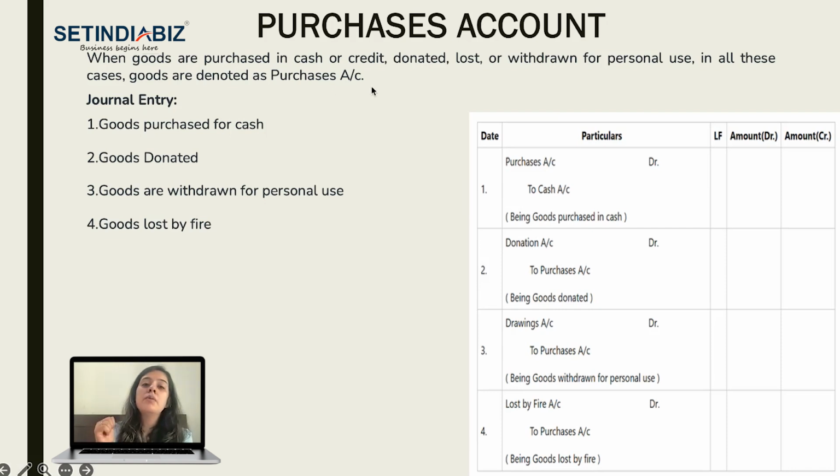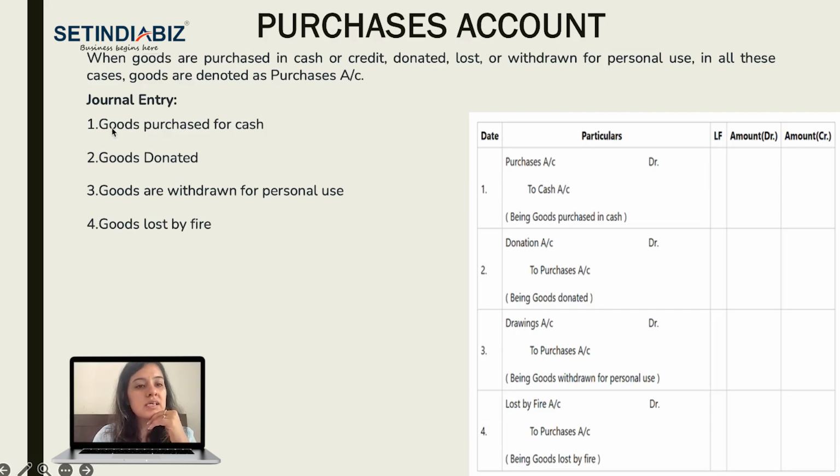So whenever we are purchasing goods, whenever we are purchasing on cash or credit, whenever we are donating them, whenever it's lost due to accidents in the company by nature's action, or whenever they are being withdrawn for personal use, right? They are recorded and denoted as purchases accounts. Now we have 4 entries related to it because of the 4 different kinds of transactions.